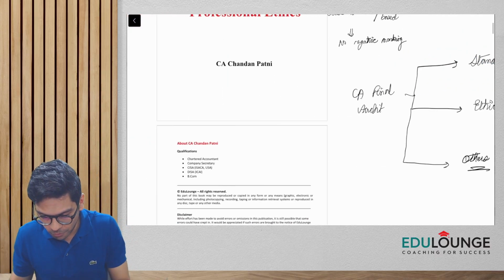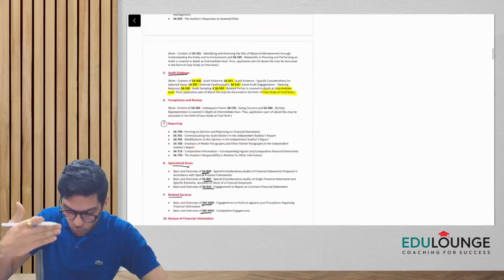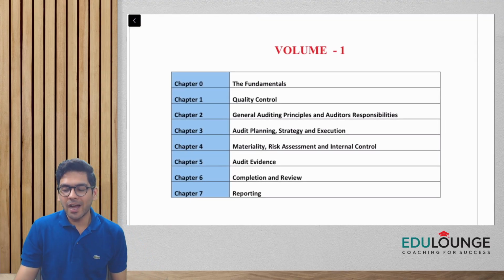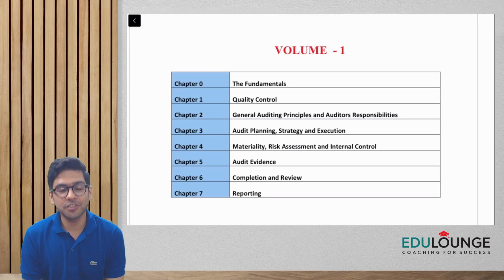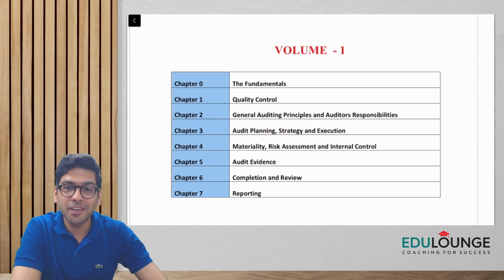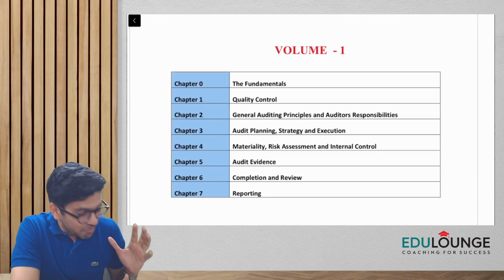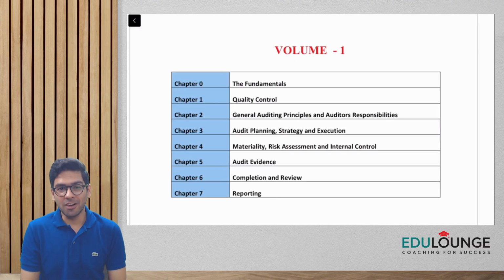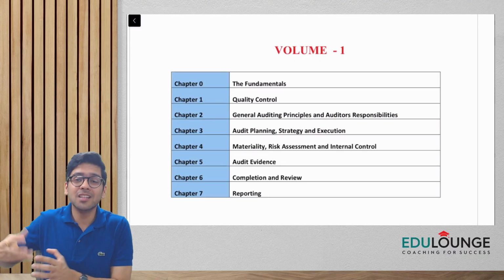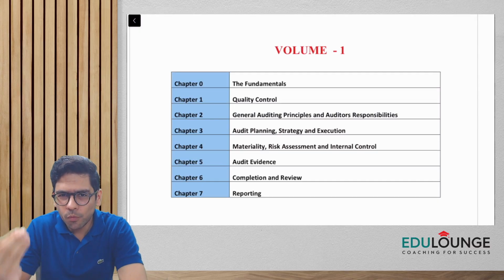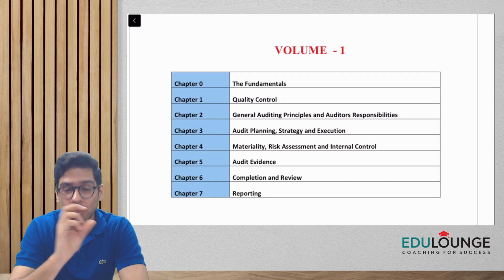Let me now walk you through the content of volume 1 of our book. What I have done here is, in volume 1 I have added a special chapter for you, chapter number 0, which is not there, of course, in the ICAI material. This chapter number 0 will discuss the fundamentals. I'm not really sure how your concepts of auditing were at the intermediate level, and before I start with the content of the final level, I would want you to brush up all the common words and terminologies that we learned about auditing at the intermediate level.